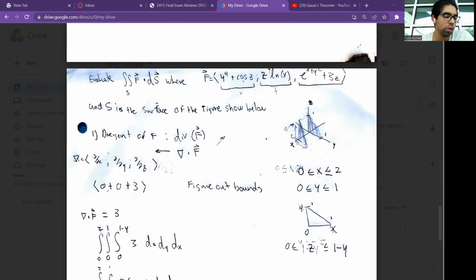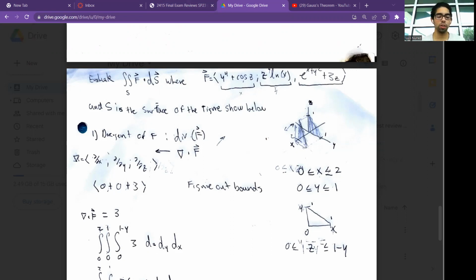Evaluate the surface integral of the vector field F dot dS, where the vector field F is y to the fourth plus cosine z, comma, z squared natural log of x, comma, e to the x plus y squared, plus 3z. And S is the surface of the figure shown below.